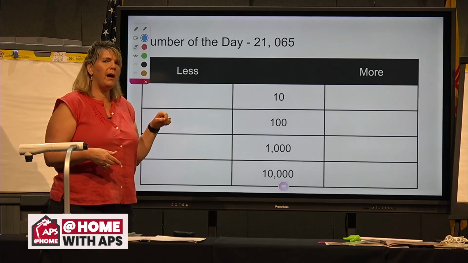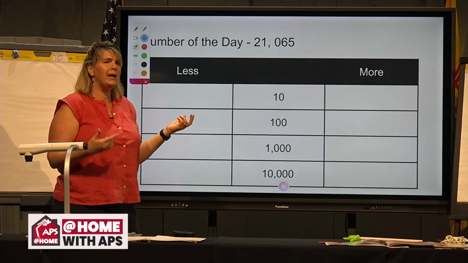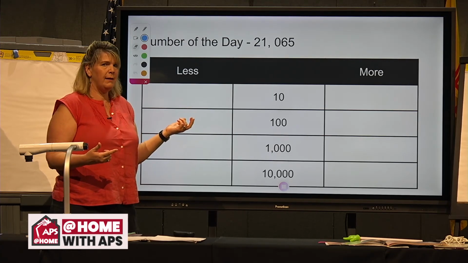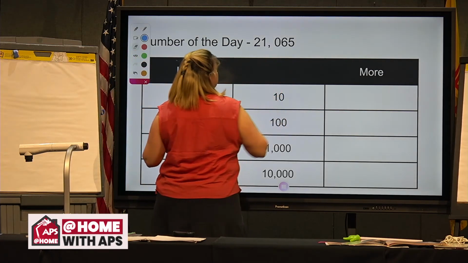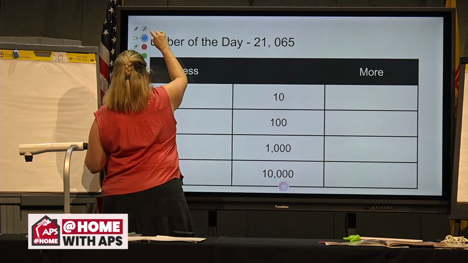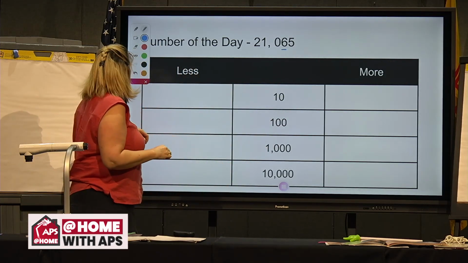Let's see. All right, so 21,065. What digit would we need to be looking at if we're looking for 10 less? We're probably looking at this 6, right? This is our tens digit. That's our tens digit, right? All right, let's see if we can do it.